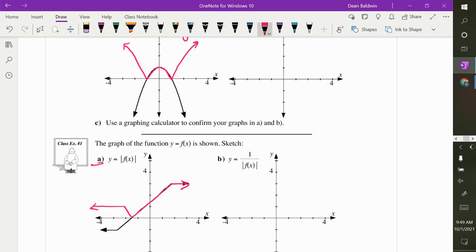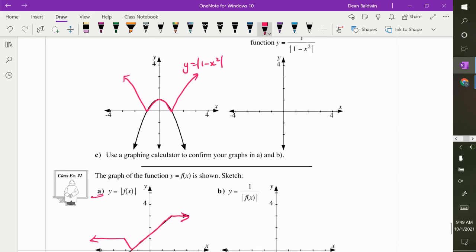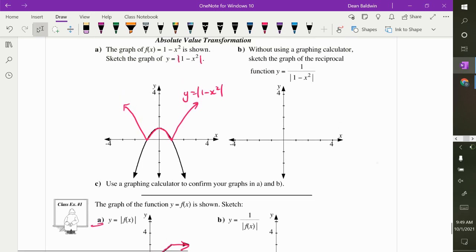Okay. Now we're going to combine it with reciprocals. This is the last thing we're doing. So we're going to go back to the top right one here. Okay. We have the graph of 1 minus x squared, all absolute valued. It's the red one. Now we're going to do the reciprocal of it. When you're doing a reciprocal, what's the first thing you mark? X-intercepts, which are the vertical asymptotes. So we're going to mark those. They are at 1 and negative 1.